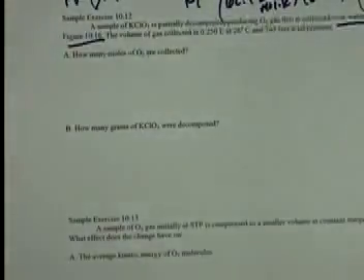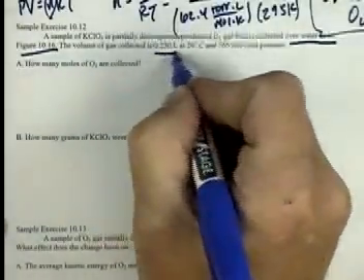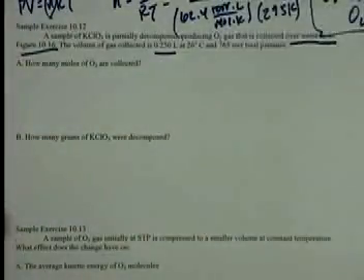Well, let's take a look at this question where they said the gas is collected over water. That's what that's called. And it says the volume of the gas collected is 250 milliliters, or 0.25 liters, at 26 degrees Celsius and 765 torr total pressure. How many moles of O2 are collected?